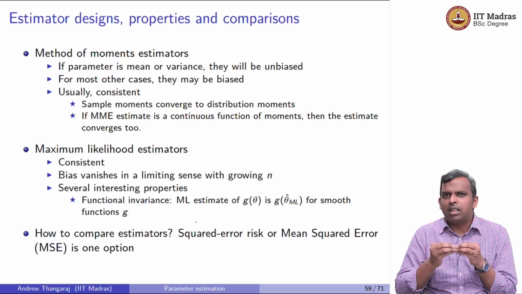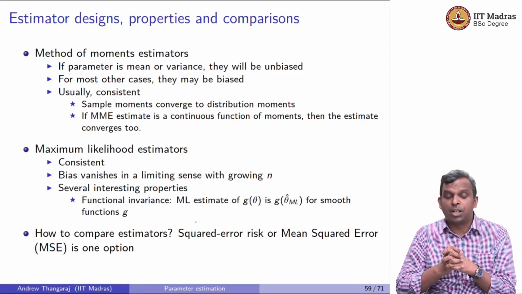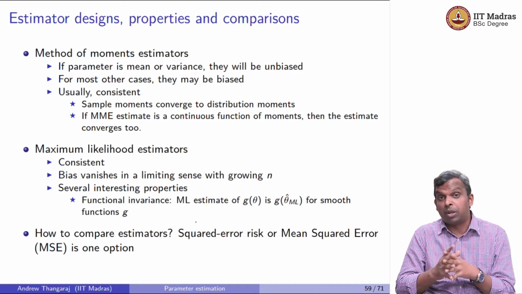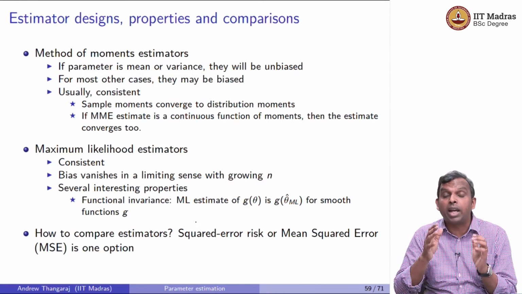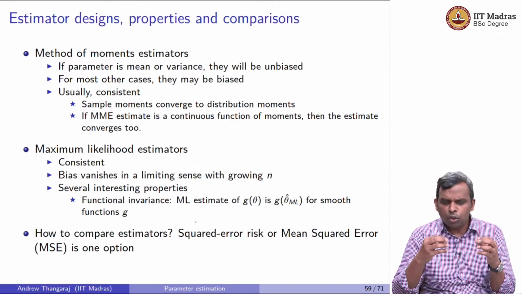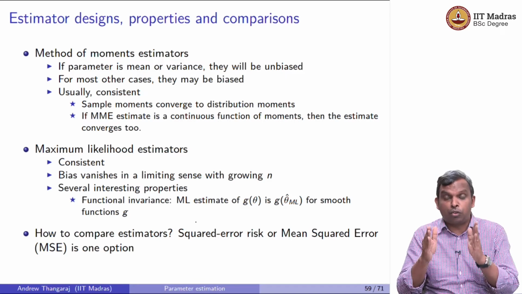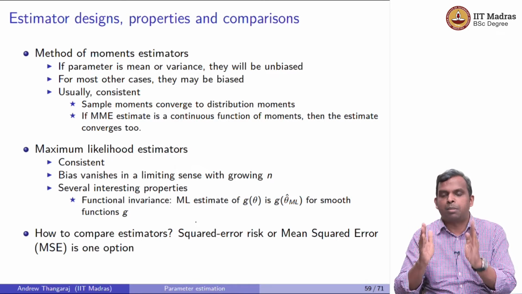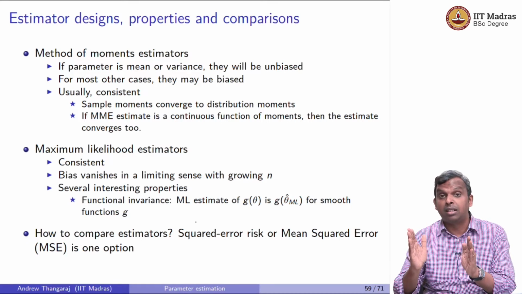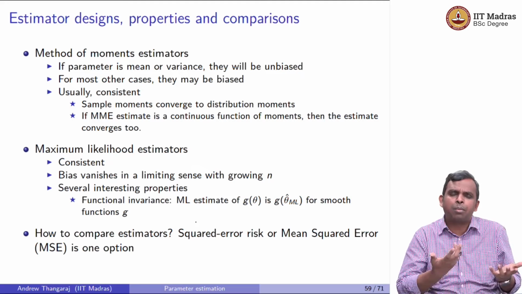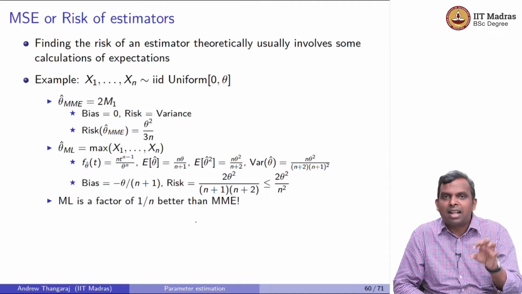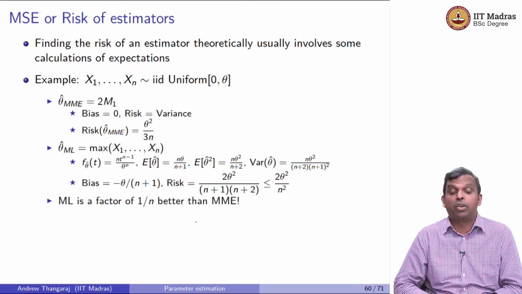What we'll do very quickly to round out this properties section is to look at one way of comparing estimators. This is a very popular way to compare estimators. This is to compute the squared error risk, which I called the mean square error. Supposing you have two competing estimators, estimator 1 and estimator 2, you find the squared error risk for the first estimator and the squared error risk for the second estimator, and pick the one that is better. This is quite common, and it seems very logical and reasonable, and that leads us to study this MSE or risk of estimators.